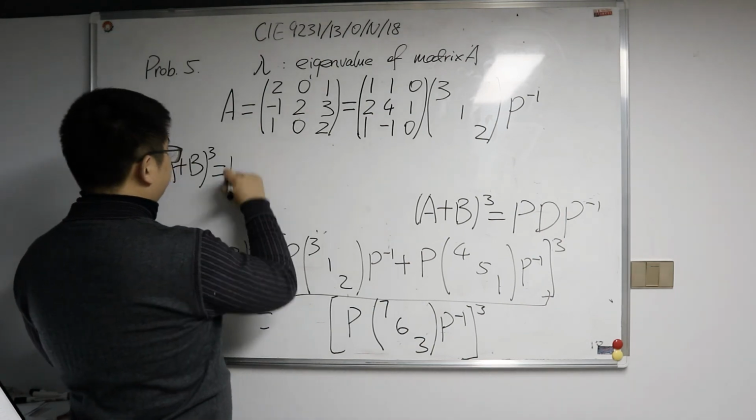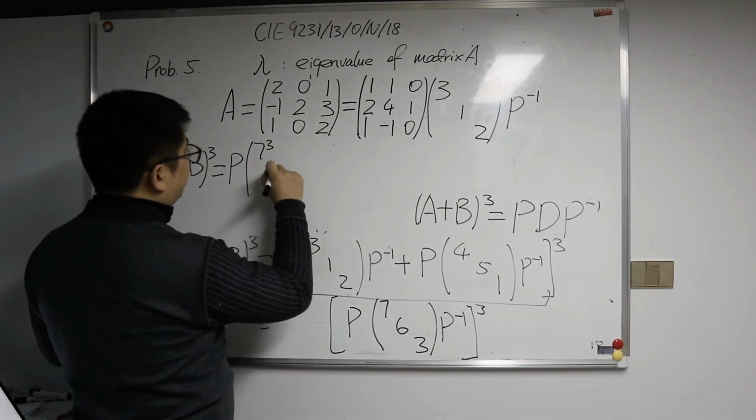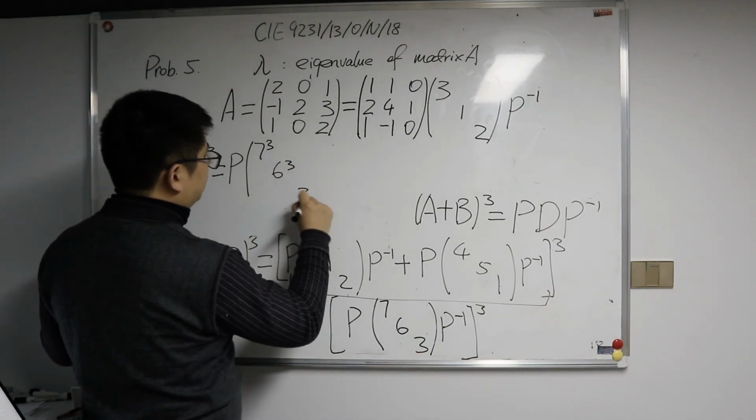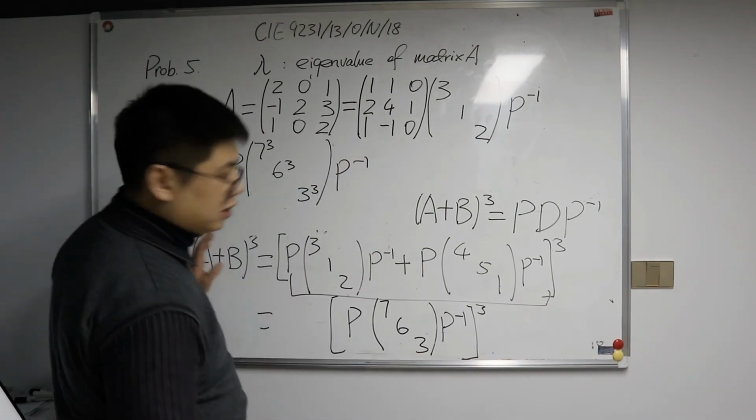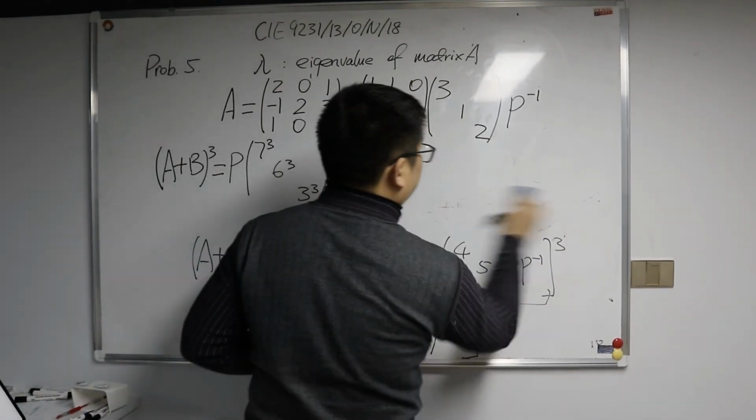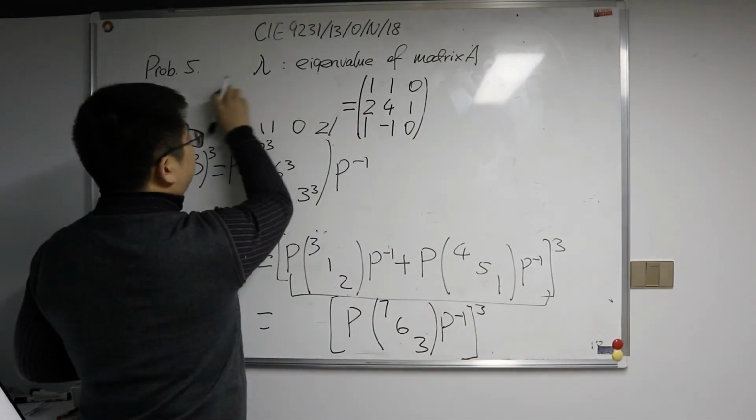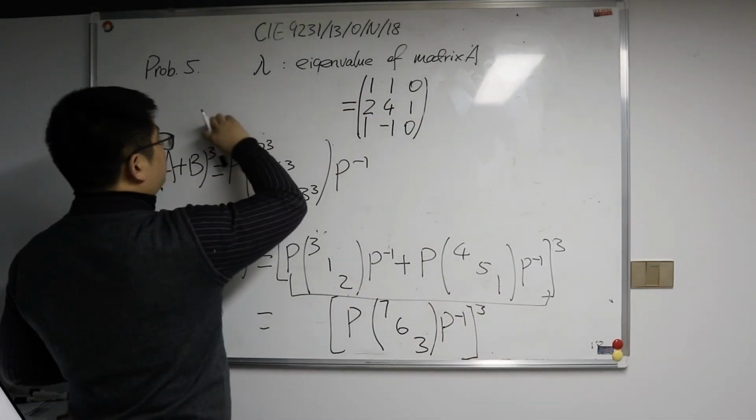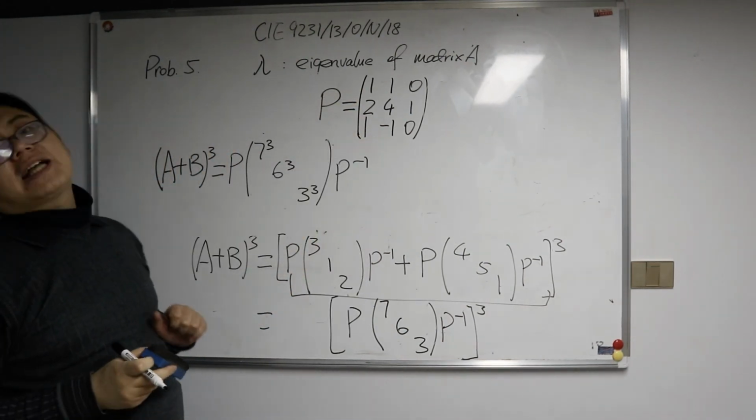So at last we have the final answer. It is equal to P, and 7 to the third power, 6 to the third power, 3 to the third power, and P inverse. And what is P? P is just the matrix formed by all the three eigenvectors.